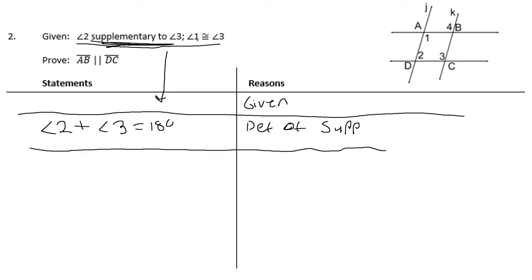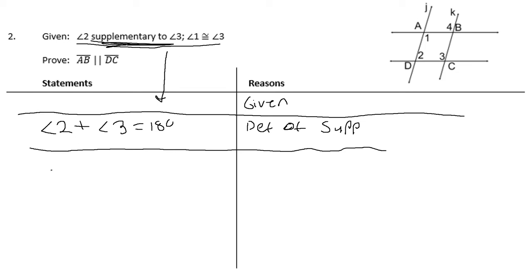Now, looking at my given, I also have that angle 1 is congruent to angle 3. Now, what does that mean here? Well, that means that I can swap out angle 1 with angle 3 and vice versa anytime I want. If I have an angle 3 down here, let's just make that swap and see what happens. If I can swap them out, might as well put it to use, right?